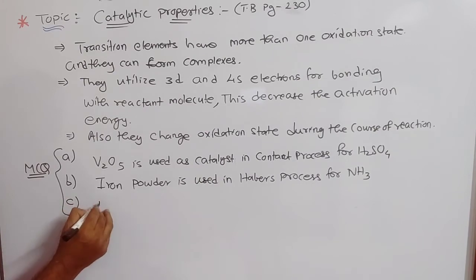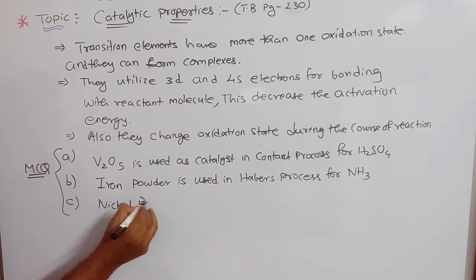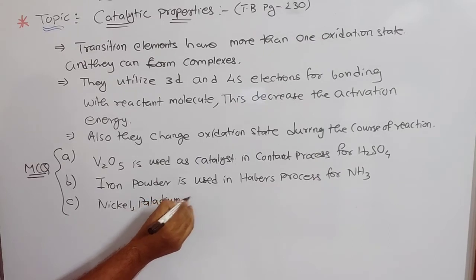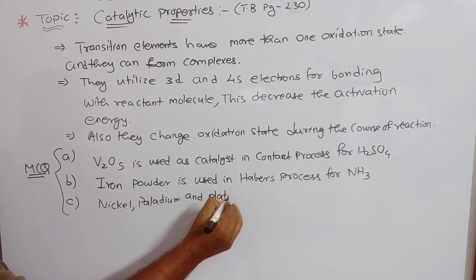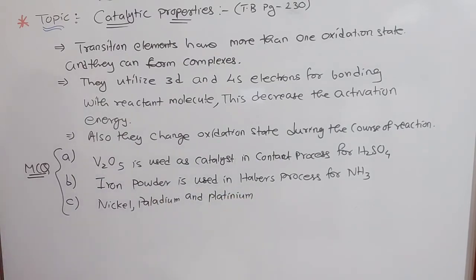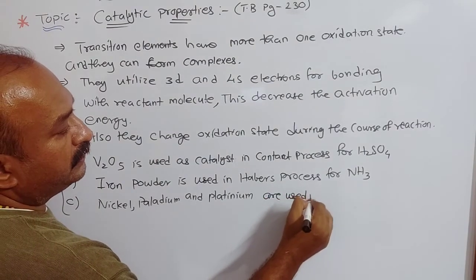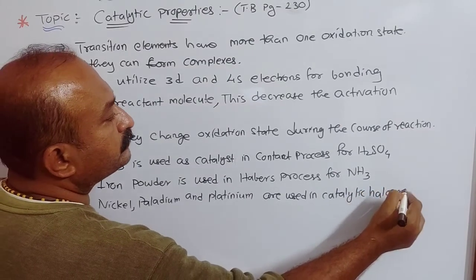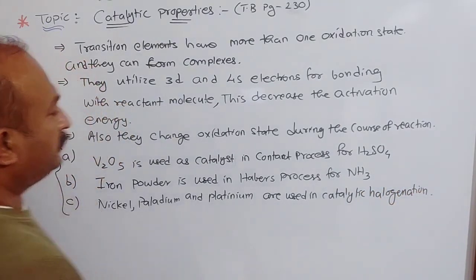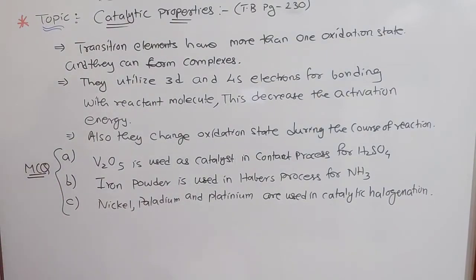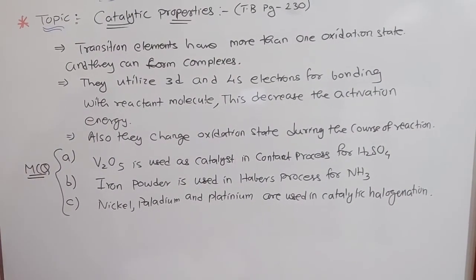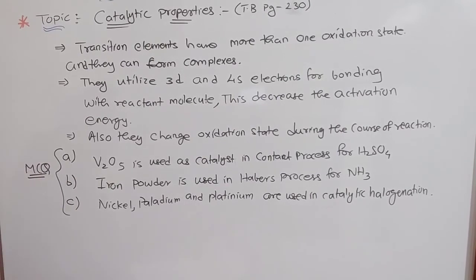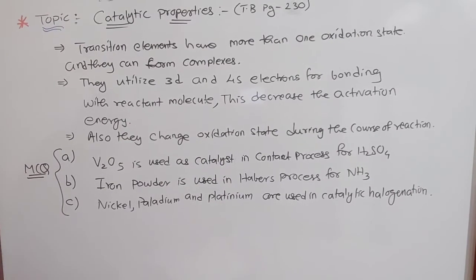Then nickel, palladium and platinum. If you have seen, at high temperature and pressure we use these. They are used in catalytic halogenation. Okay, so these three are given, and MCQ can be asked. Remaining others are also there, but I think this will be enough for you. I think that many only are given in your textbook.